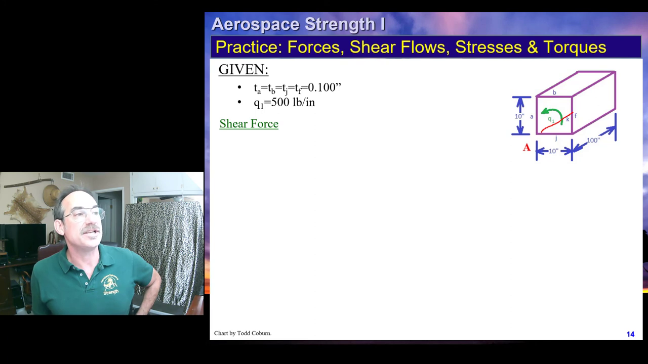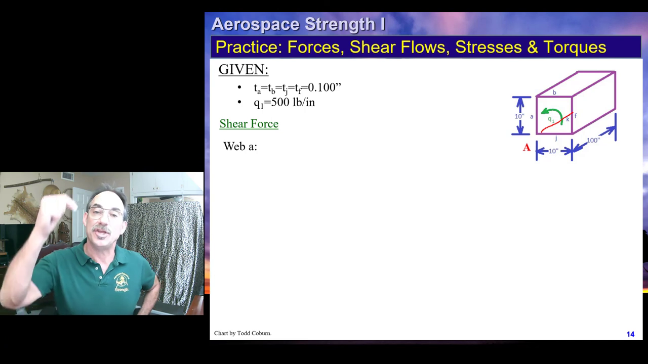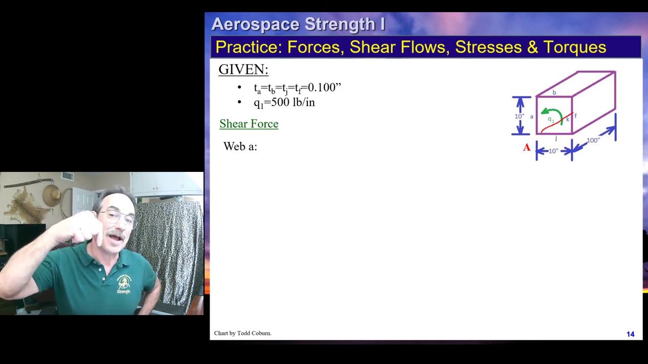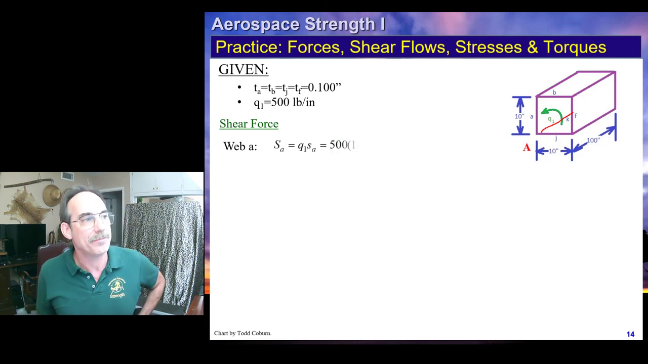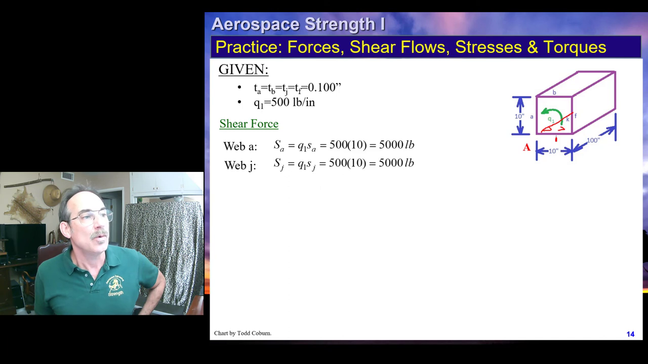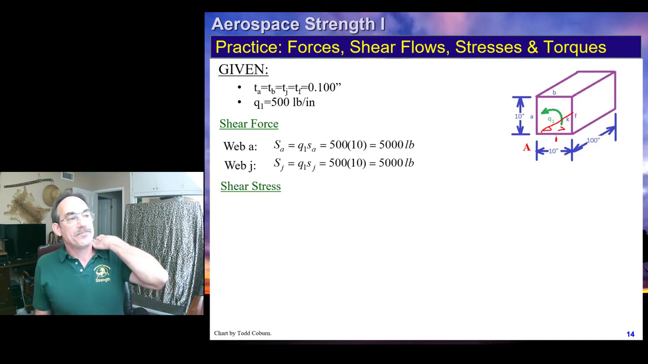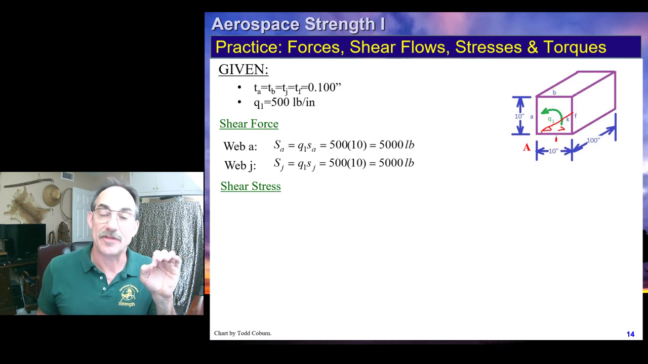And we have a constant shear flow of 500 pounds per inch going around the thing. What it's going to ask for first is, let's find out the shear force in web A. Web A is experiencing Q downward, so that Q pounds per inch times the length 10 is going to be the total force acting in that web. Okay? If we look at web J, that's this one, we see that we have once again a shear flow going this way, Q times a length 10, which gives us the total force in that web. That's our first; we could have done it for the other two webs as well.